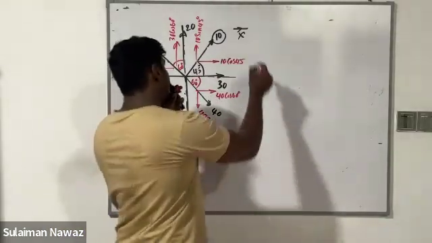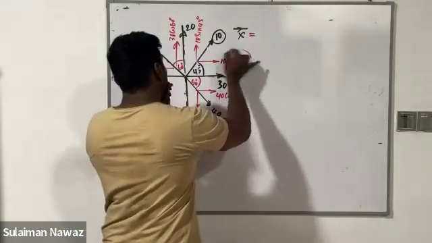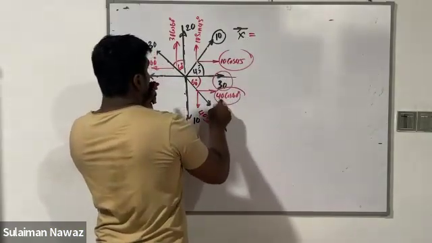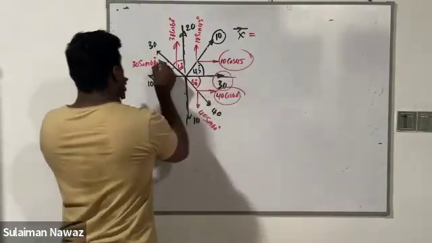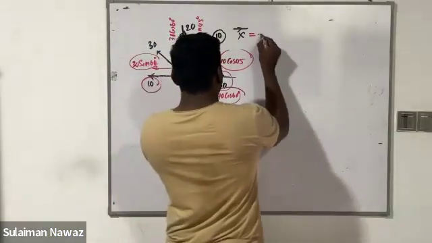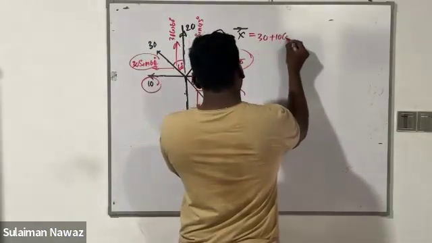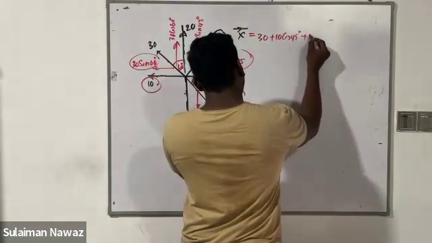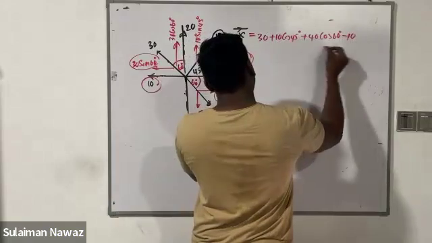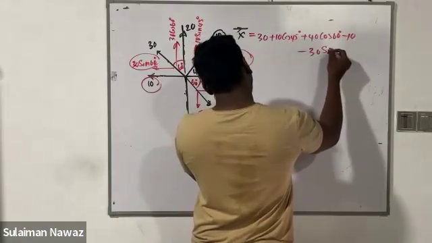Then can't you find x? How many horizontal components? 1, 2, 3, 4, only 5. So 30 plus 10 cos 45 plus 40 cos 60 minus 10 minus 30 sin 60. Am I correct?